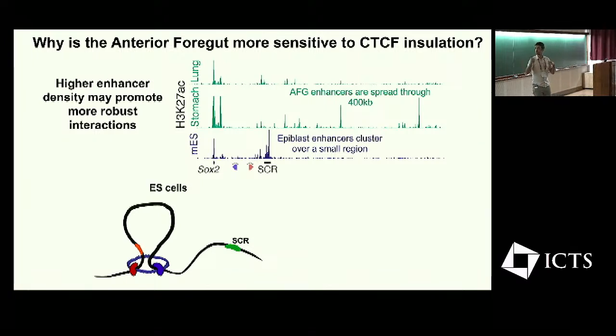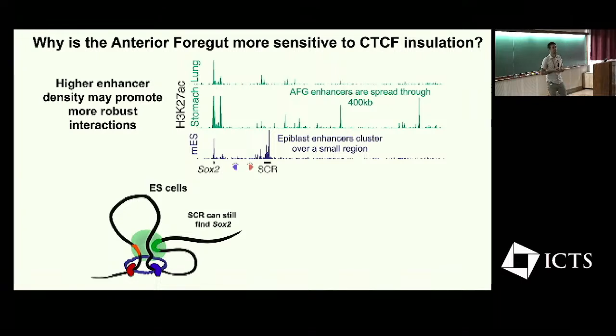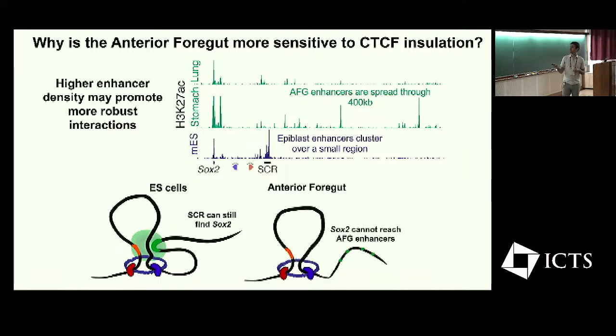This is able to separate SOX2 from its distal enhancer, but this effect is not absolute, and some SCR still interact with SOX2 enough to drive the small amount of SOX2 that is required for implantation. In the anterior foregut, these enhancers are distributed over a larger region. They are not as clustered, and maybe this means that they are not as good at bypassing CTCF-mediated insulation.